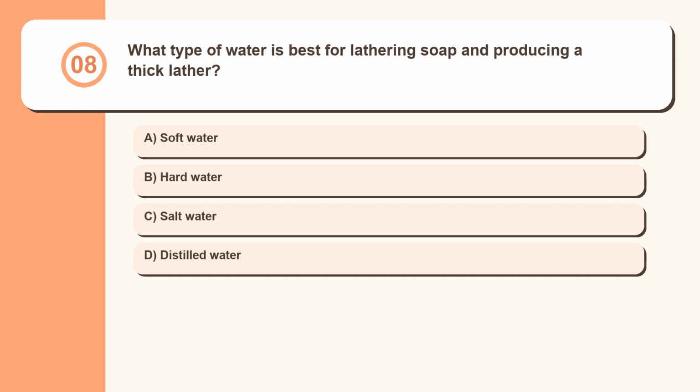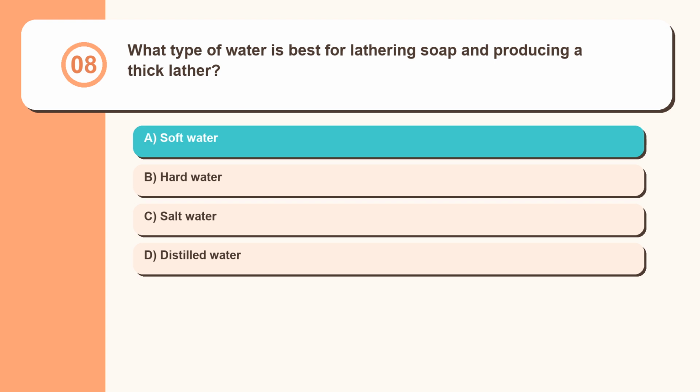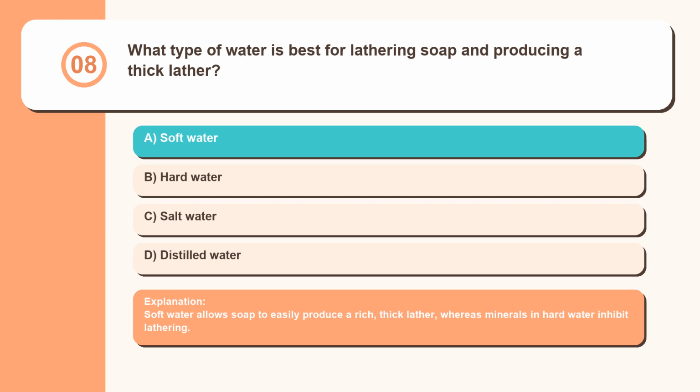Question 8. What type of water is best for lathering soap and producing a thick lather? Soft water, hard water, salt water, distilled water. Soft water allows soap to easily produce a rich, thick lather, whereas minerals in hard water inhibit lathering.